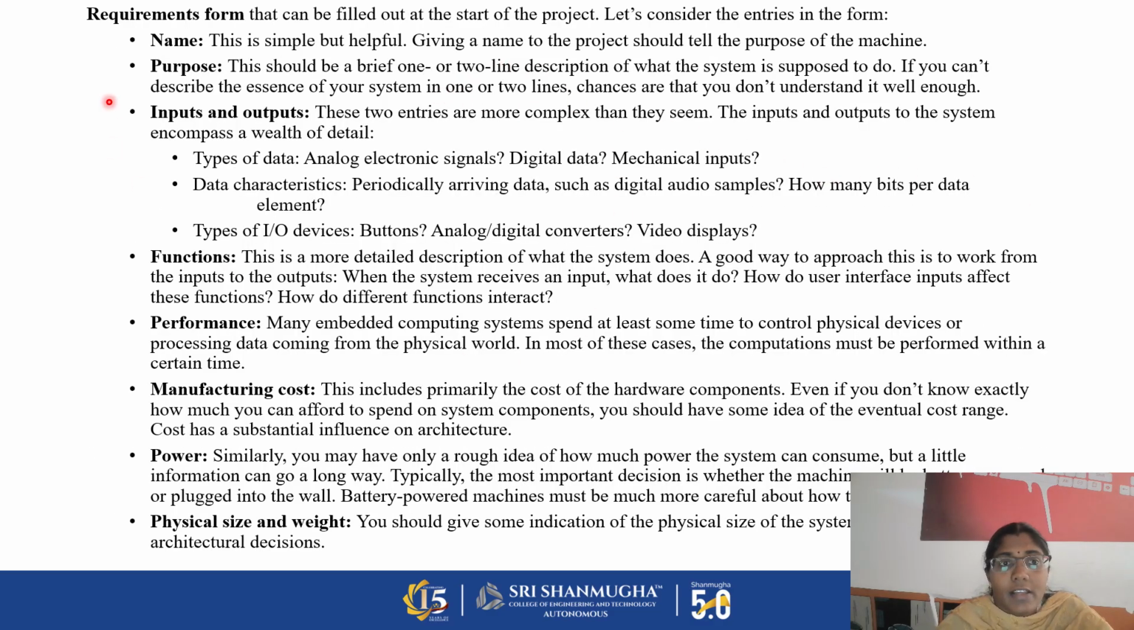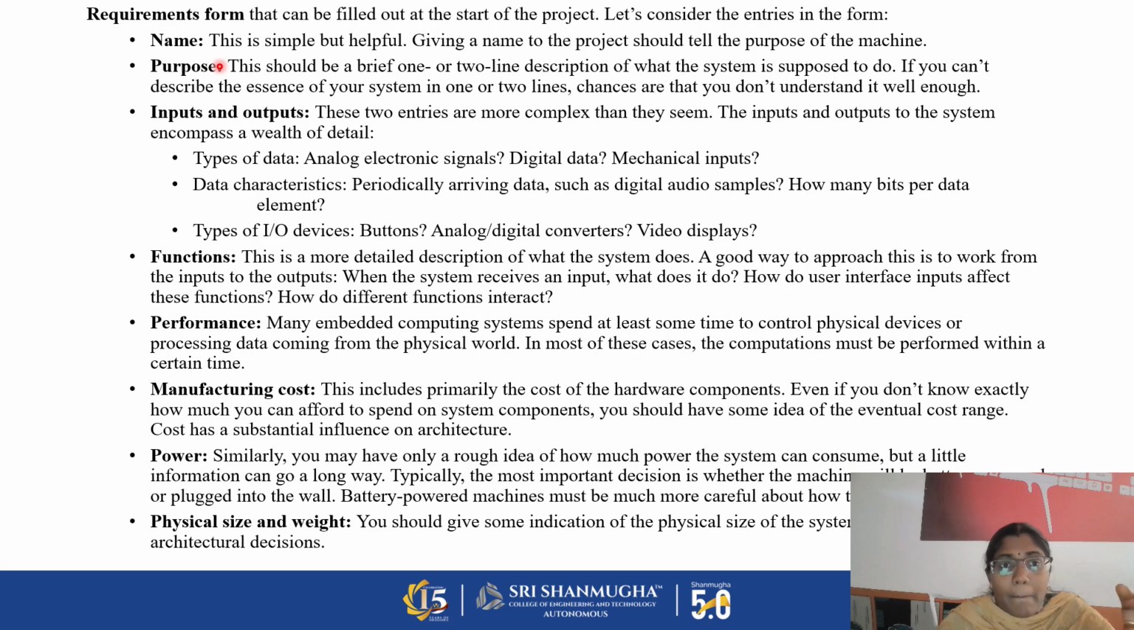And the complete requirement form will consist of all these things. The first one is name. This is a simple thing but helpful. You should give the project a name that tells the purpose of the machine. For example, if you name a machine washing machine, the purpose is that it will wash clothes, right? So the name of the project should tell the purpose of the machine.